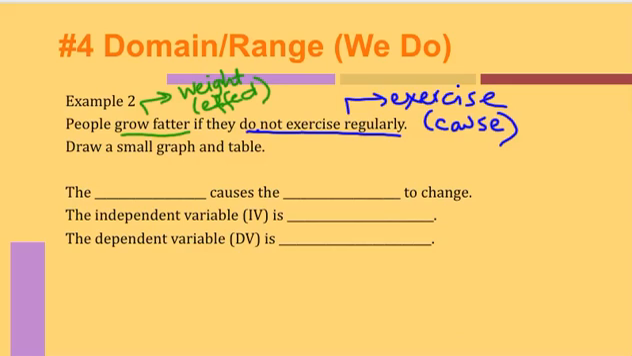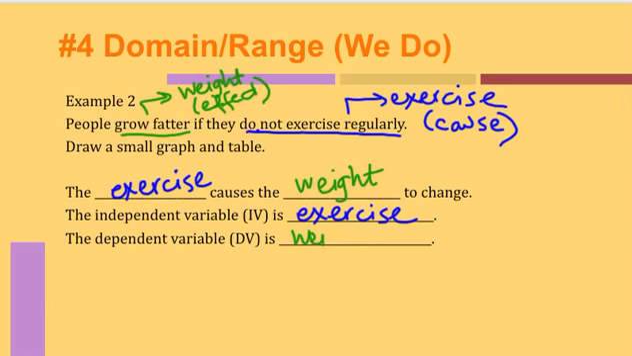So again, I want to fill in the blanks. The blank causes the blank to change. It says the exercise, right, because that's the cause of the situation, causes the weight to change. I check back my notes. Independent variable is related to the cause, so that's the exercise. And I know my dependent variable is the effect, which is the weight. I also remember that this is my x-axis, and this is my y-axis, so I'm going to go ahead and fill in my table and graph really quickly.